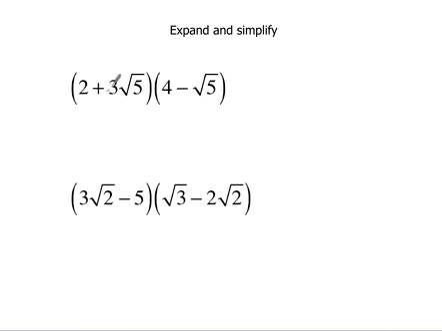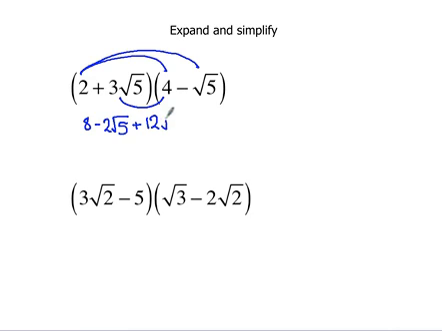Again, similar examples, just a little bit trickier. So 2 lots of 4 will be 8, and then I've got 2 lots of minus root 5, which will be minus 2 root 5. And then I've got 3 root 5 times 4, so 4 lots of 3 root 5. That will be 12 lots of root 5. And then we've got 3 root 5 times minus root 5, which will be minus, and then let's go and work this out separately actually.